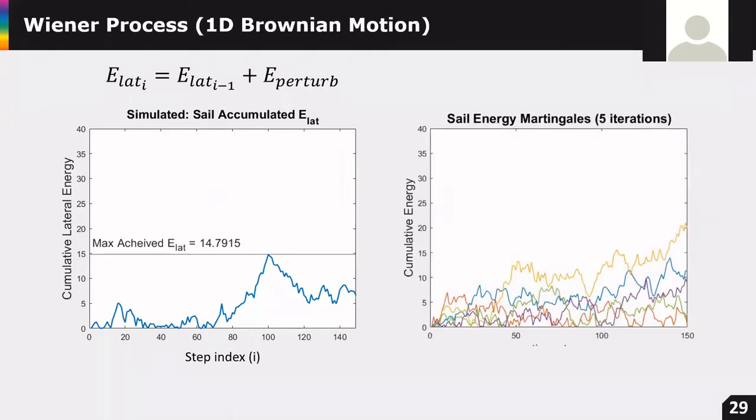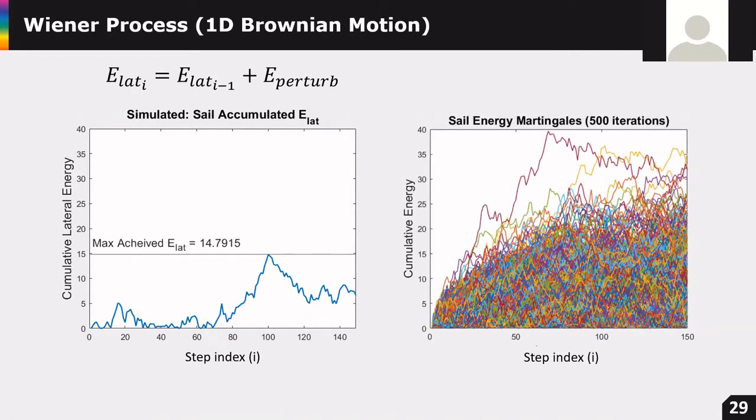So I show that here on the right, where I ran 5 iterations of this simulation of the sail energies. And you can see here, this yellow simulation reached a max energy of about 20, whereas this orange reached a max of, say, only about 7 or 8. If I run this 500 times instead of 5, we can start to see where the distribution lies. Given this setup, the sail's energy never really exceeds 25 or 30. Most of them are lower than that, with some extraneous ones, a 1 in 500 chance of reaching maybe 40.